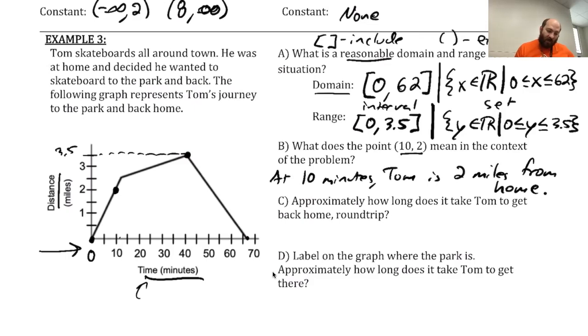Approximately how long does it take Tom to get back home round trip? That's right here. Okay, that's our real life meaning there. So approximately 62 minutes. I'm basing that on what I estimated earlier.